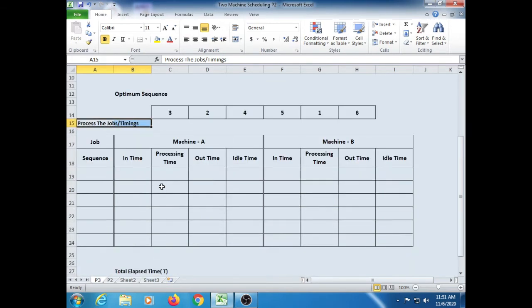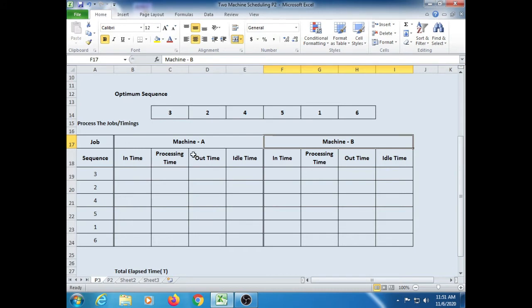First I am placing the job sequences here. The job sequence we found, we have to enter here, so according to this optimum sequence we have to process the jobs. Okay, so I placed the job sequence, and next machine A and machine B. Here we have to process all the processing times related to machine A and machine B.